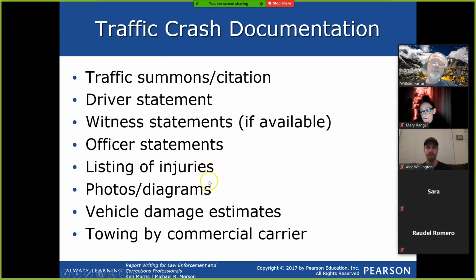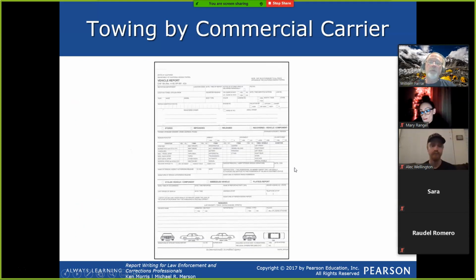You're going to list any injuries. You're going to take pictures, just like you would at a crime scene. You might even do a diagram, just like you might do a sketch at a crime scene. You're going to kind of tell where the vehicle was damaged, and then if any vehicles were towed away.